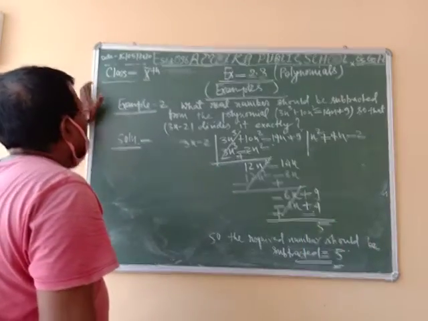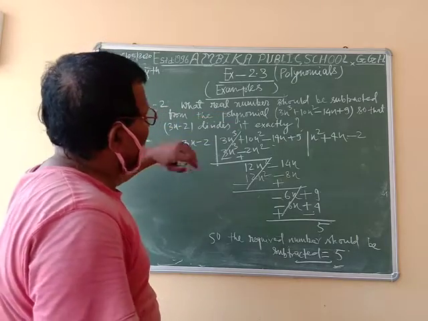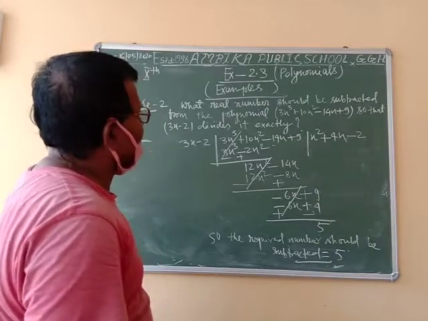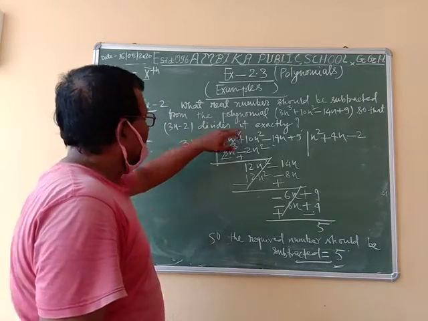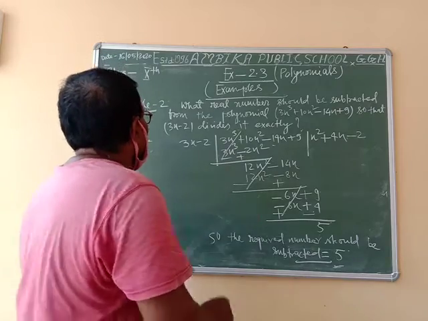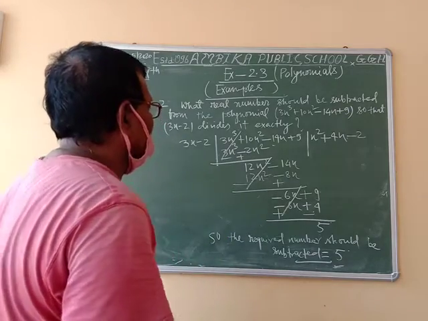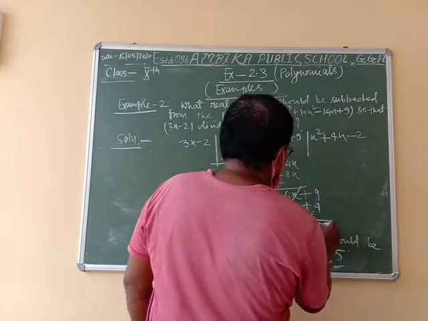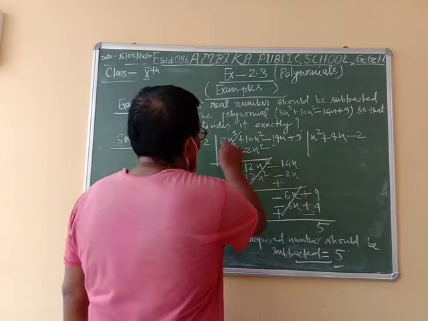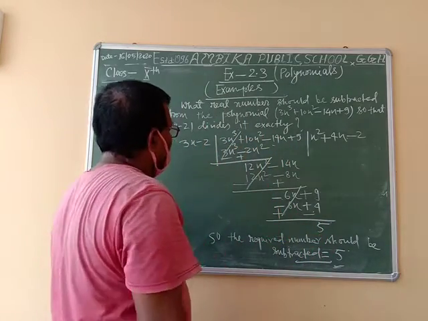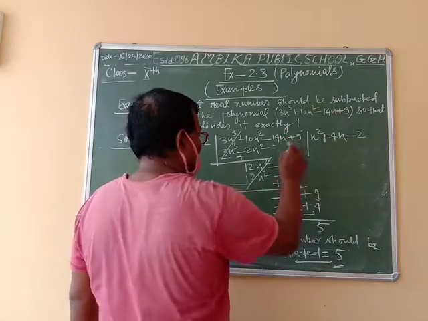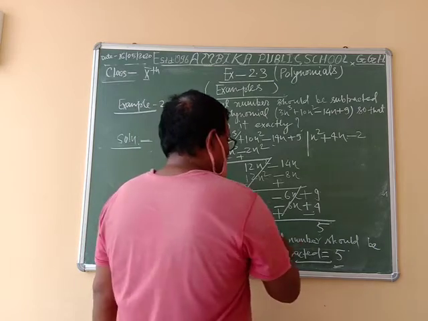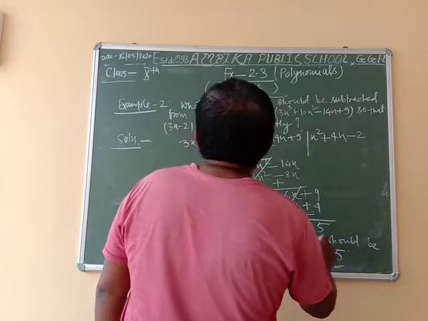We are asked what real number should be subtracted from the polynomial so that 3x minus 2 divides it exactly. To divide exactly, the remainder must be 0, but here the remainder is 5. So if we subtract 5 from the given polynomial, the remainder will be 0. So the required number to be subtracted is 5.